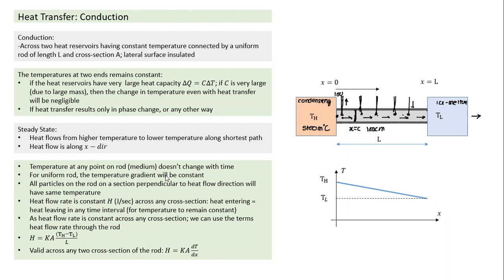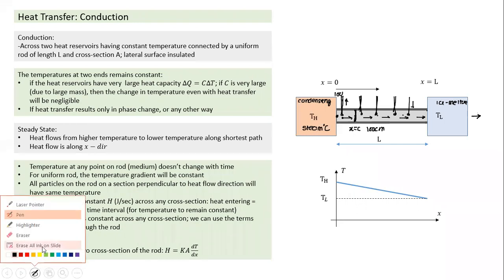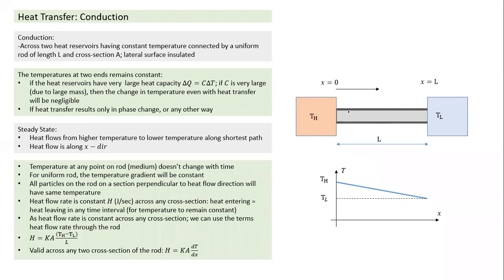Heat flow rate is constant. So if I take different sections here, I will just erase this part and move on to the next part. When heat flow is steady state, if I can somehow take a cross section here and measure how much heat has flown through, what is delta Q by delta T? In this section, everywhere I find the heat flow rate will be the same. And there's a reason why the heat flow rate will be the same in steady state. So heat flow rate is constant across any cross section.